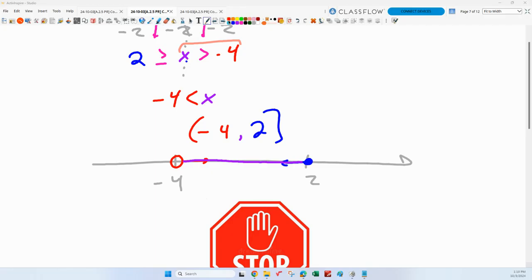Give me thumbs on that. Does that make sense? Does everybody agree that says x is greater than -4? Yeah. Okay. And the other part, x is less than or equal to 2, now goes to the right. So that's the way we would have to write our answer. Everybody see that?